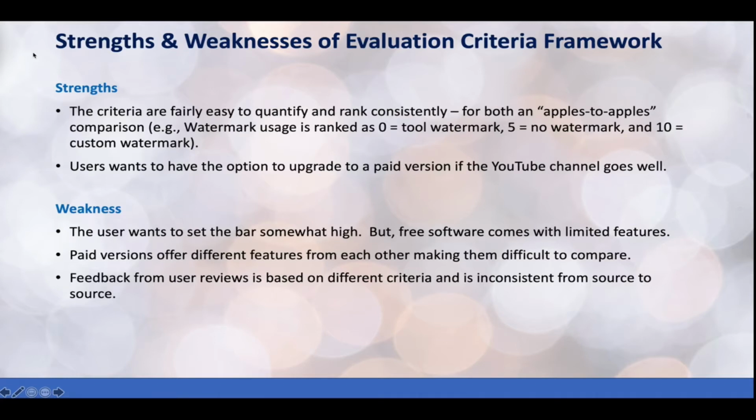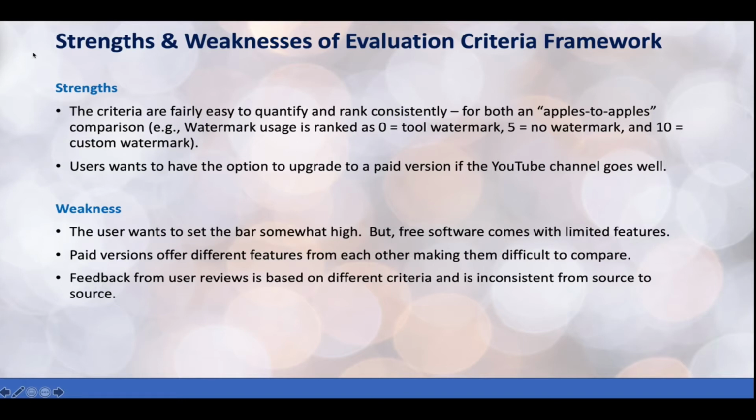Upon evaluating the software, we realized that our criteria had some strengths and some weaknesses. The criteria are fairly easy to quantify and rank consistently, an apples to apples comparison. Watermark usage is ranked as 0 equals tool watermark, 5 equals no watermark, and 10 equals custom watermark. We also wanted to have the option to upgrade to a paid version if the YouTube channel goes well.